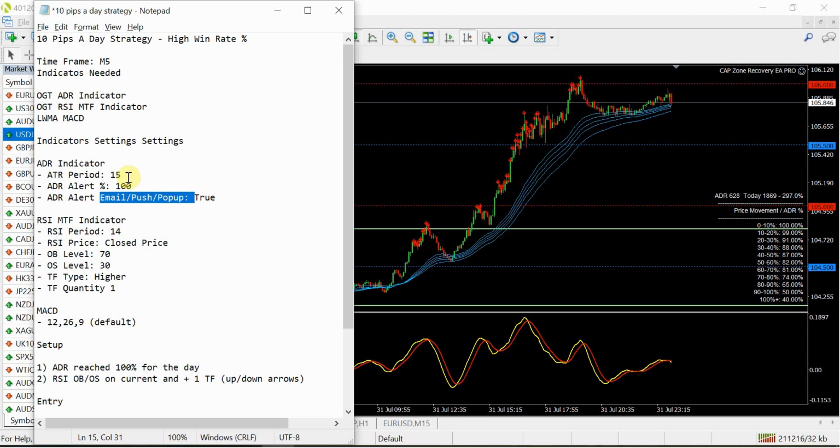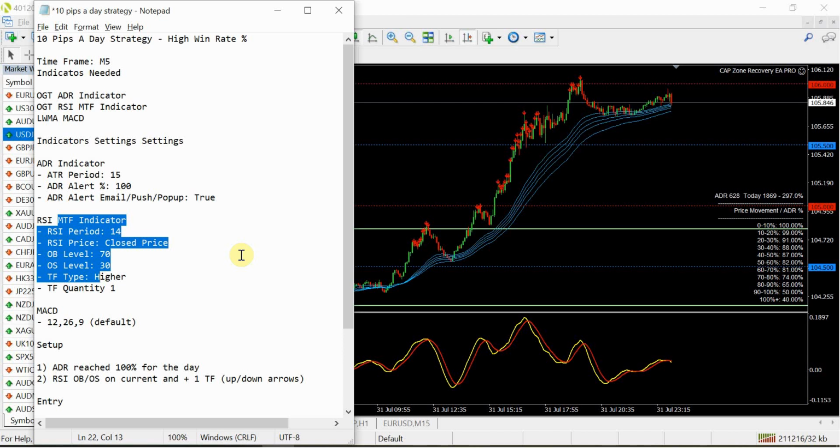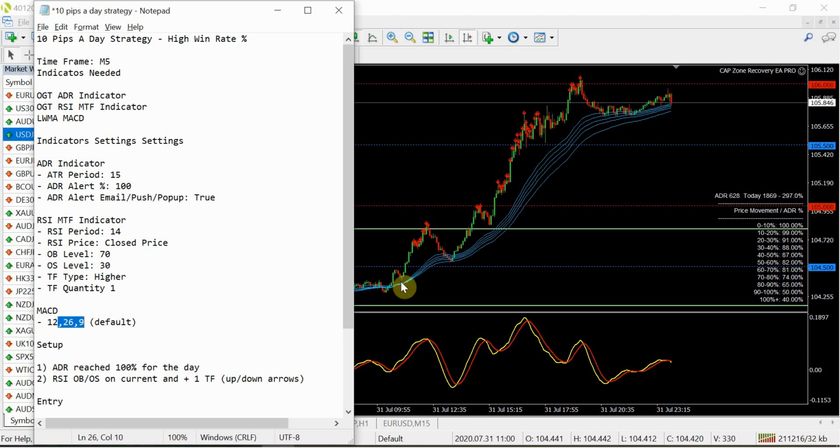That's the main thing with the ADR settings, and I've done this so you're not always at your charts, and when that alert comes in, I'll show you exactly what to do inside the setup. The next one is one of my favorites, you guys know, the RSI MTF indicator. Again, I'm not going to go into the detail. You can see it on the screen there. All we're looking for is price to be overbought or oversold on the current time frame and one time frame above, which is why quantity is equal to 1 in this example. And the MACD indicator is just the default settings when you download the indicator in the members area.